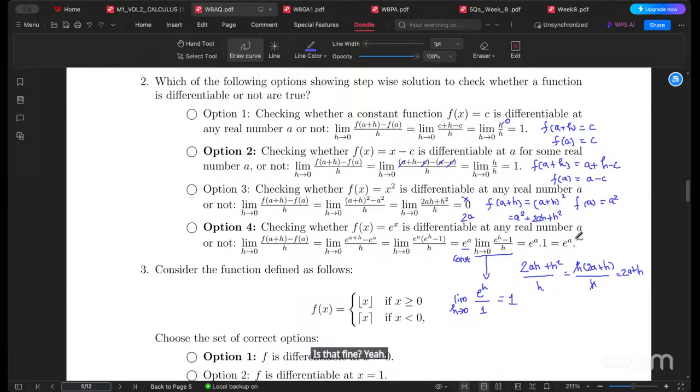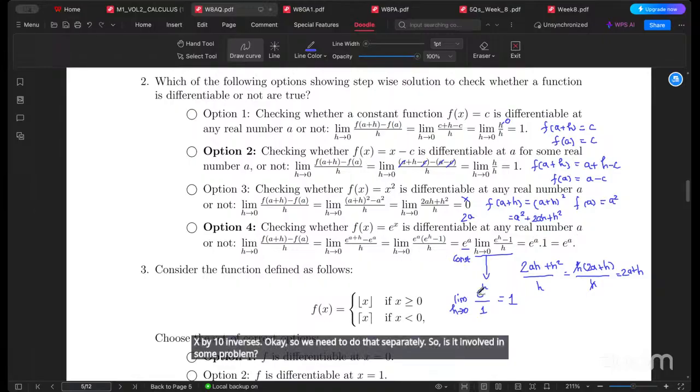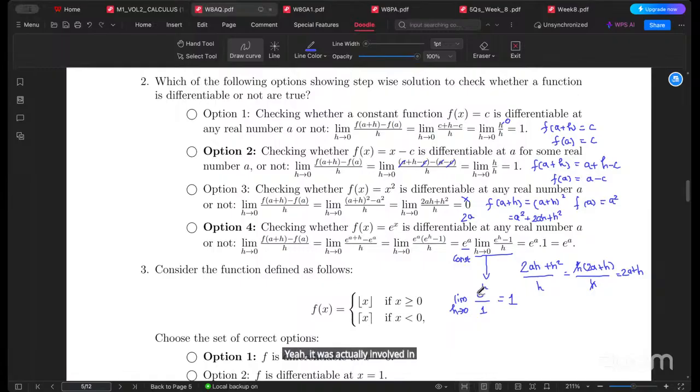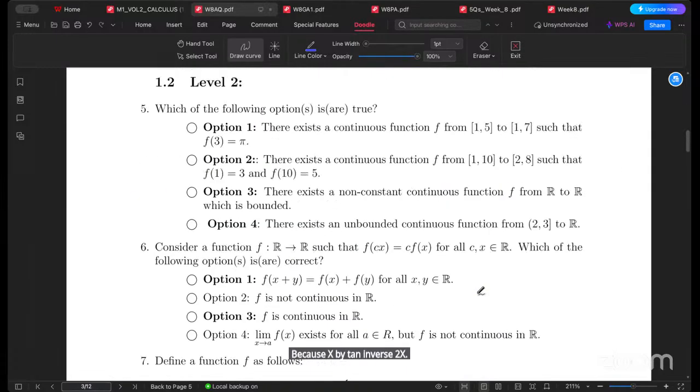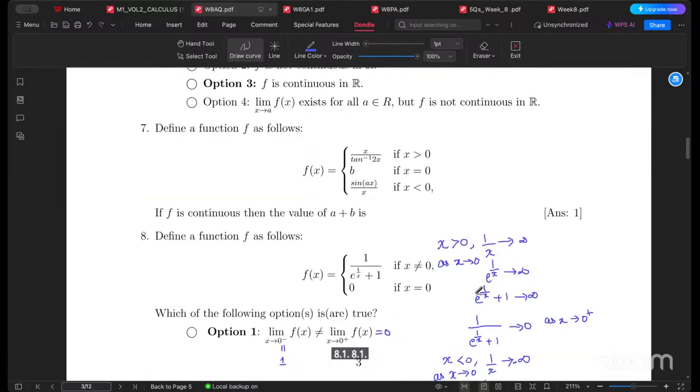Ma'am, just a small doubt. If limit x tends to 0, what will be the value of limit x tends to 0 of x by tan inverse x? It was actually involved in activity 8.1, question 7, I guess. It was x by tan inverse 2x. This one, yes, ma'am.